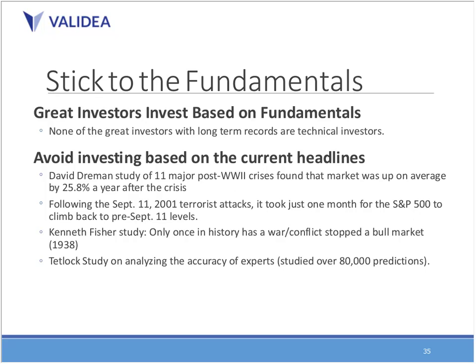You also want to avoid investing based on the current headlines. Drummond did a study of 11 crises post-World War II, and he found that the market was up on average by 25% 1 year after the crisis. What are we talking? The Gulf War, the Korean War, Long-Term Capital Management. These things received huge headlines in the day, spooking lots of investors. But in the end, the market was up hugely 1 year after that crisis.